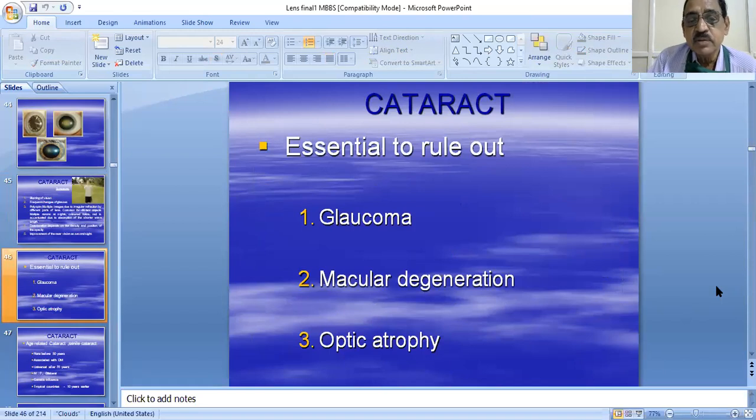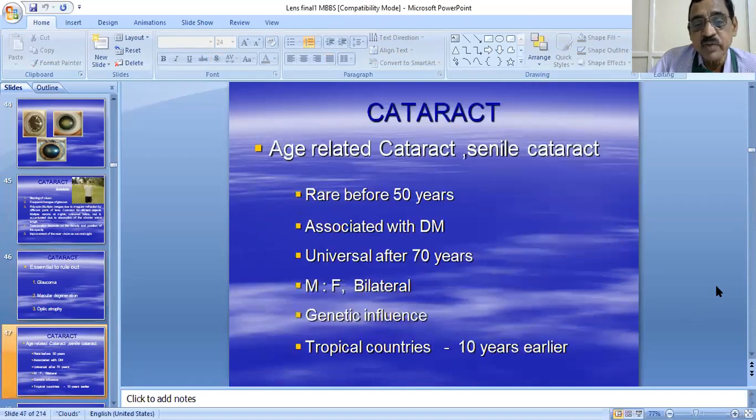You will have to rule out certain chronic conditions which cause painless progressive loss of vision, that is glaucoma, macular degeneration, and optic atrophy. Age-related or senile cataract is very rare below 50 years. If it occurs below around 45 years, we call it a pre-senile cataract. Universally, about 70% of people get cataract by 70 years, 80% by 80 years, and by 90 years almost all people get cataract.